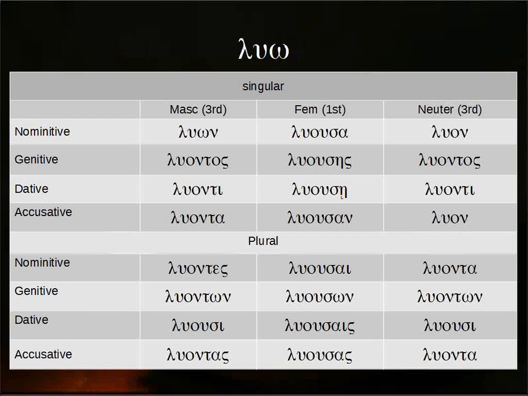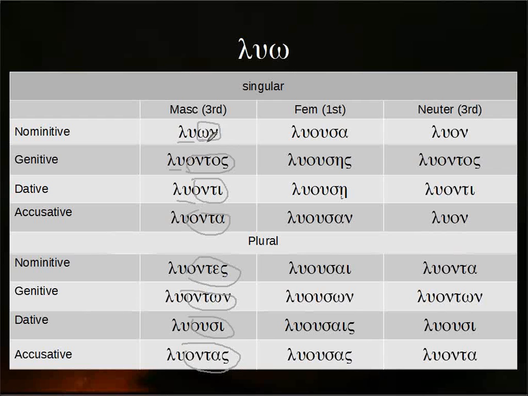So like I said, masculine and neuter, third declension, right? And so what we have here is the stem, lu, okay? And then following that, we have the third declension endings. Ontos, onti, onta, ontes, ontone, usi, and ontos. Okay? The only difference for the masculine is the omega nu.